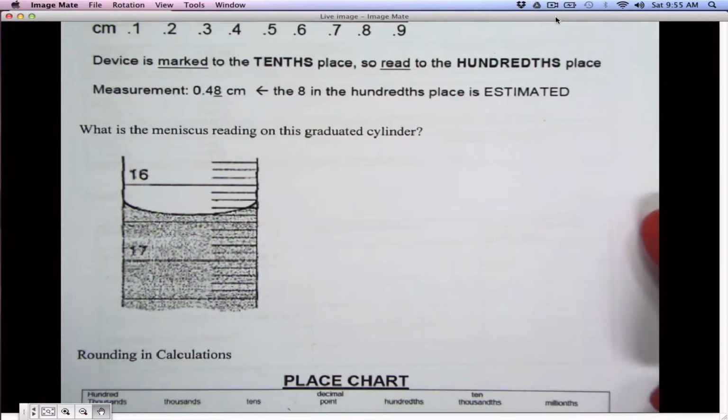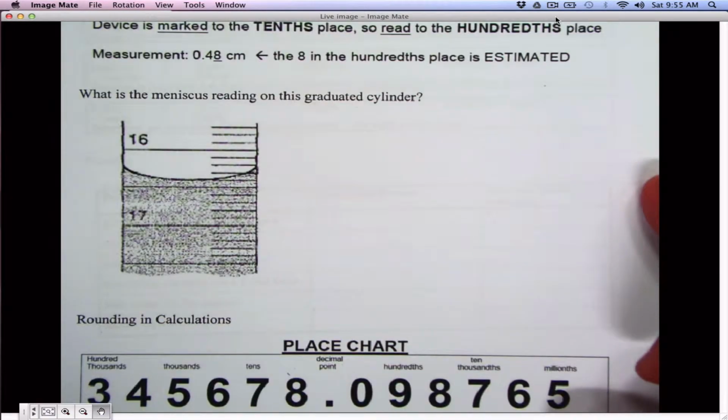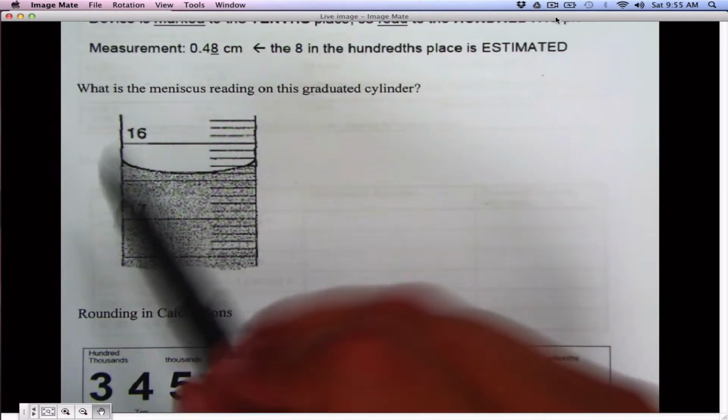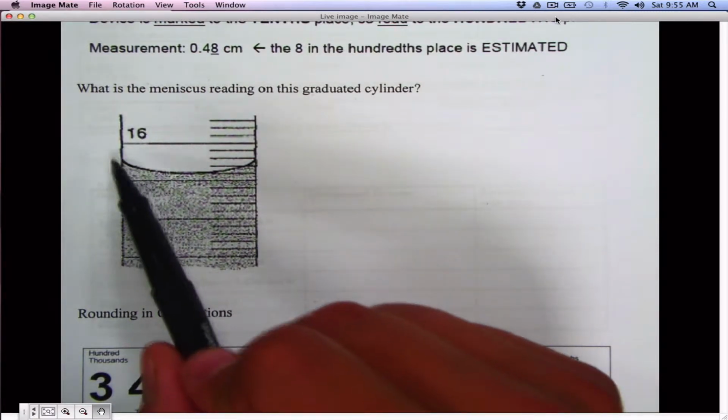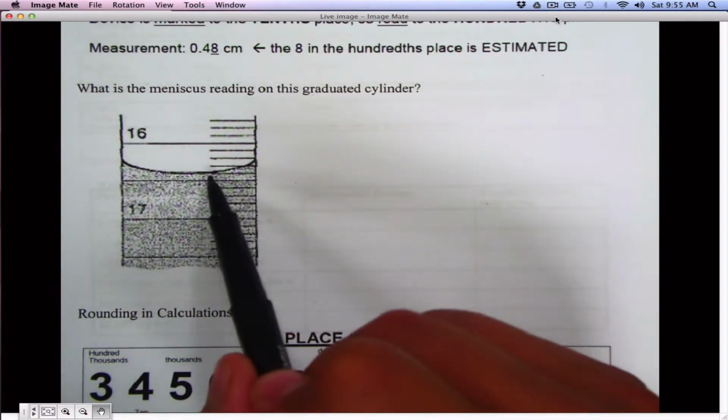All right. When we're measuring volume, here's how volume would work. When you're measuring something in a graduated cylinder, you're going to see a curve at the top. This is called a meniscus.